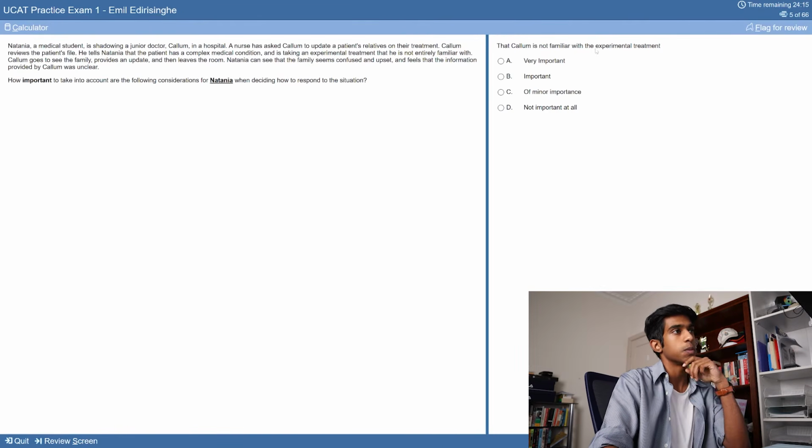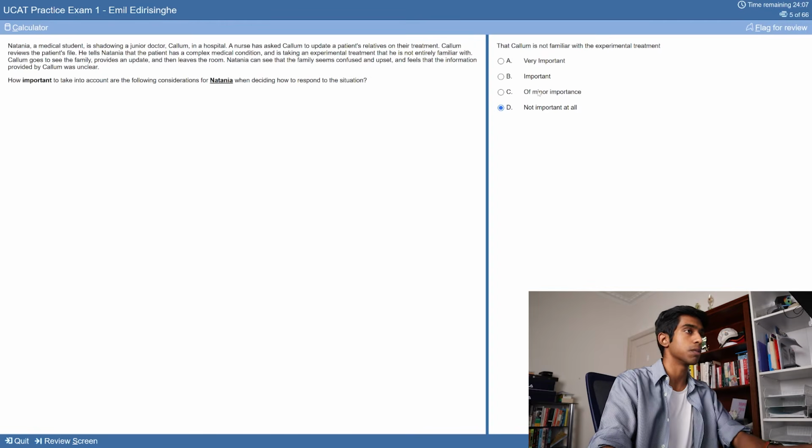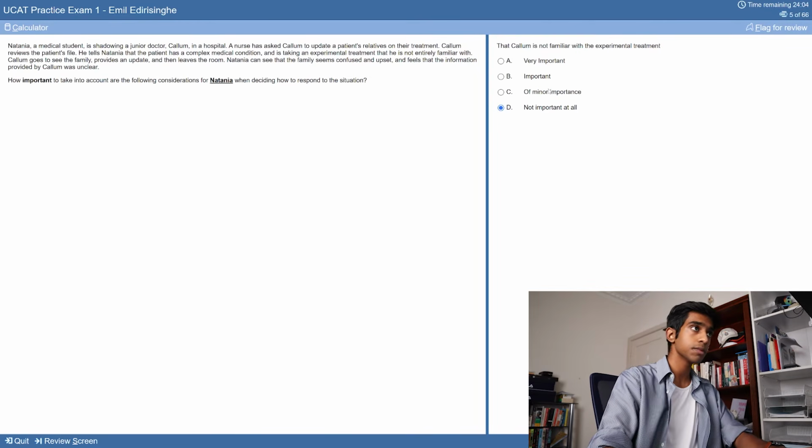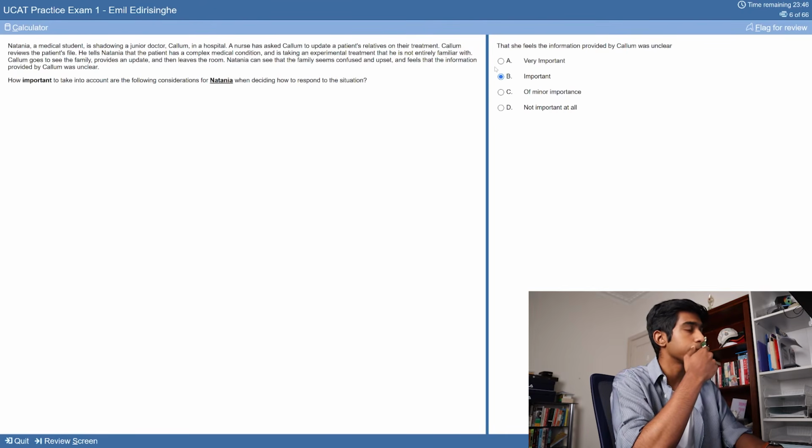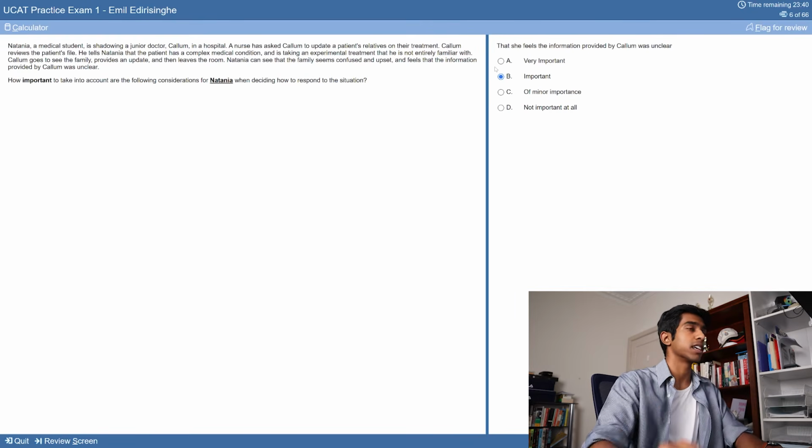That he's not familiar with the experimental treatment. So I'd say this is on the not important side. I'd say this is not important at all because he should still be able to inform the patient's family. She feels the information provided by Callum was unclear. Yeah, this is definitely important. Yeah, I think this is on the important side. I don't think it's very important because it's more important that the family gets to understand what's happened. The family seem confused. This is very important.